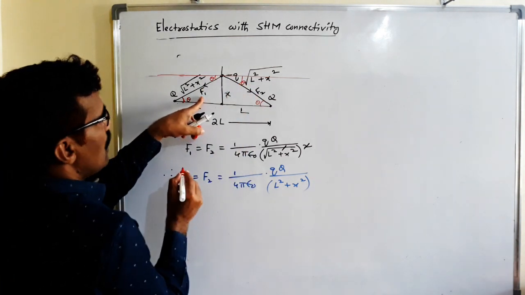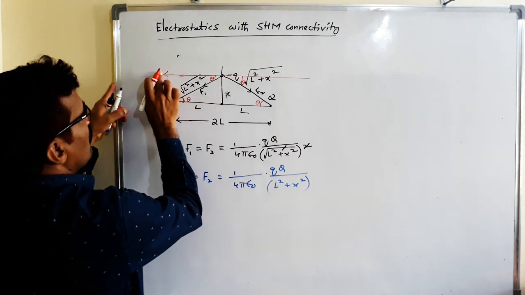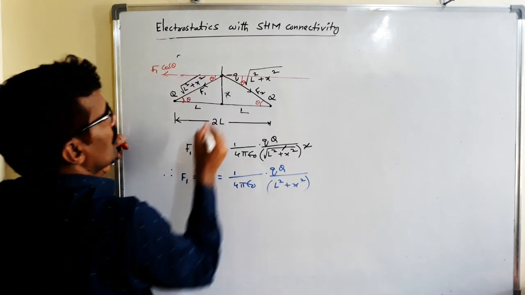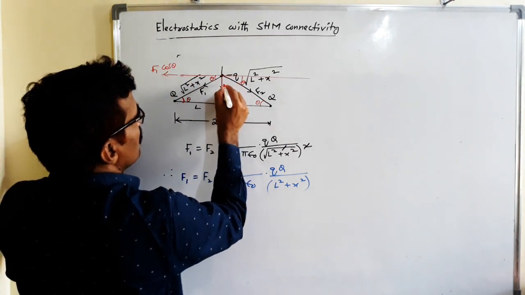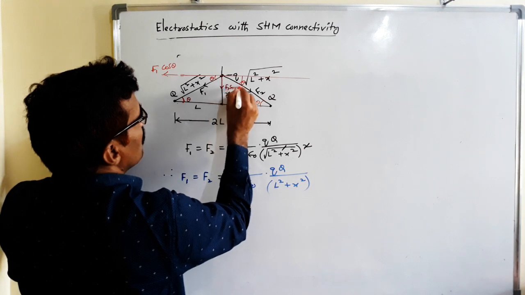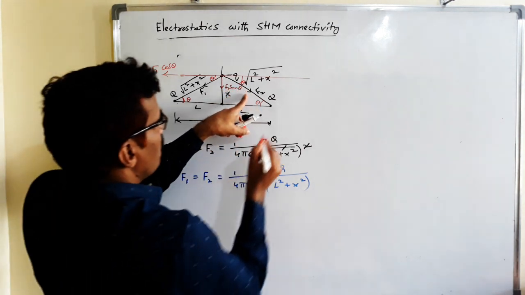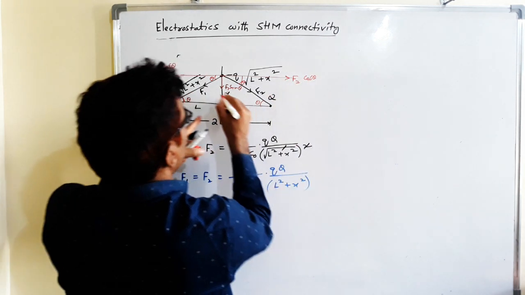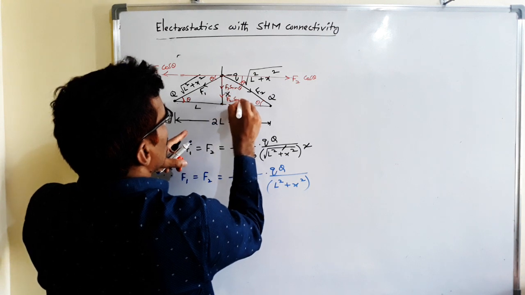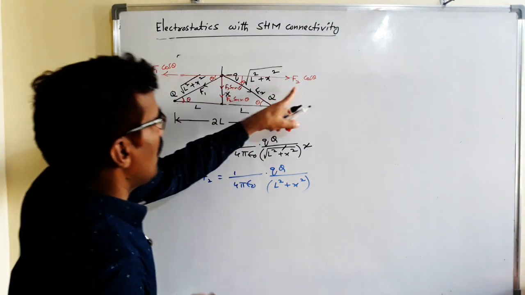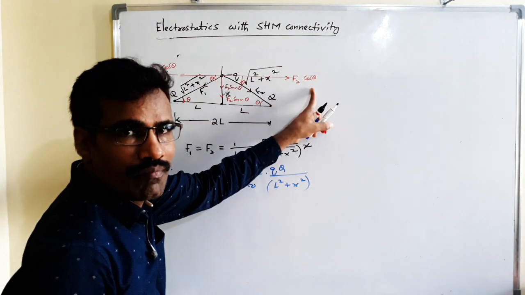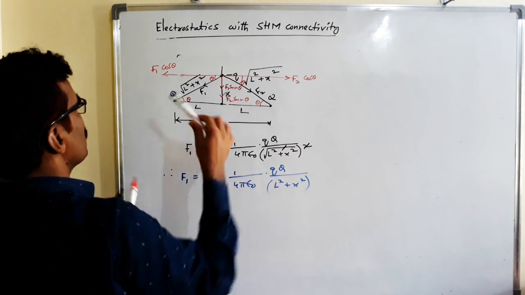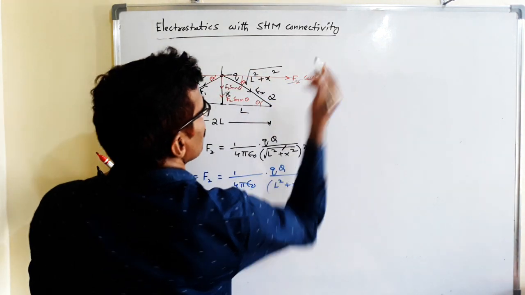F1 can be resolved into two components: the adjacent component is F1 cos theta, and the opposite component is F1 sin theta. Similarly, F2 is also resolved: this side is F2 cos theta, and this side is F2 sin theta. F1 and F2 are the same in magnitude, and cos theta, cos theta, so these two cancel with each other.